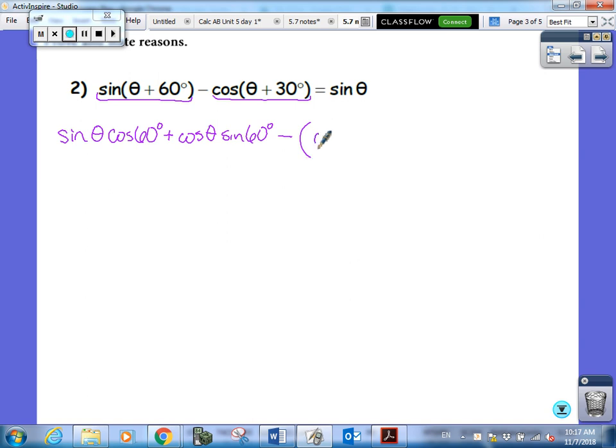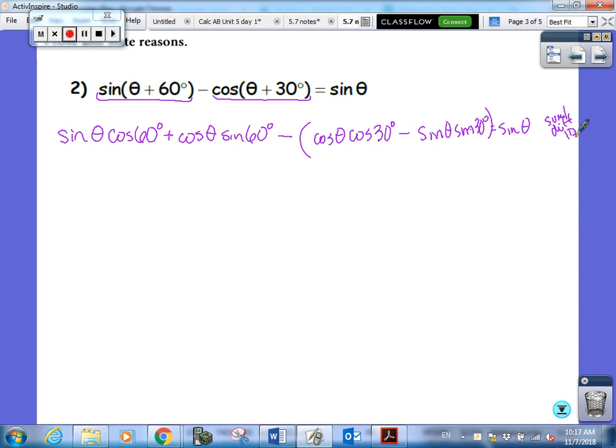So minus cosine theta cosine 30 minus sine theta sine 30 equals sine theta, and that was because of the sum and difference ID. That's what I did. You cannot say expand right there. You have to say you use the sum and difference ID. That's why we were able to do that.